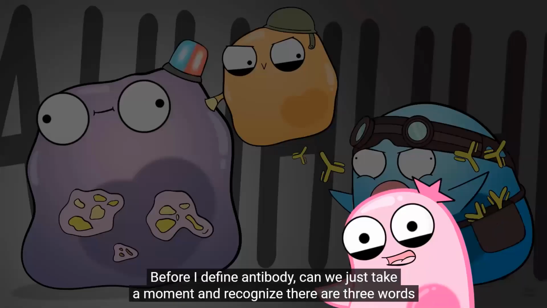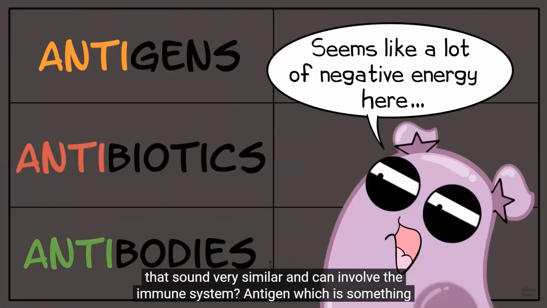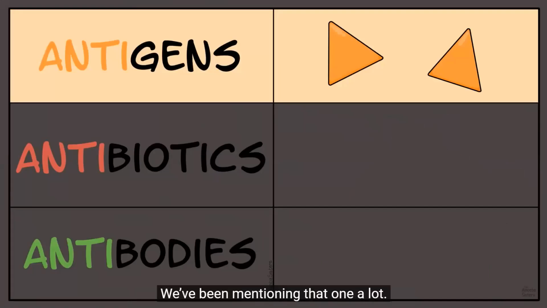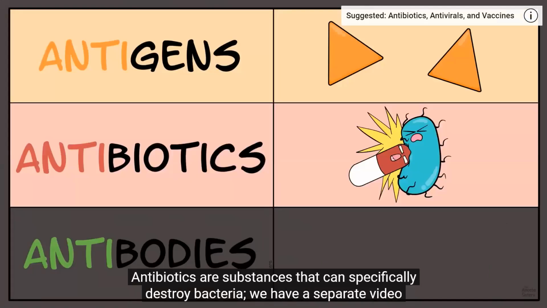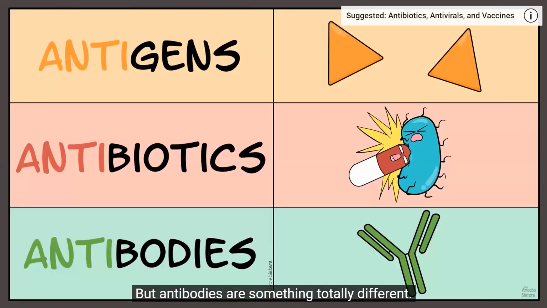B cells are white blood cells that have the ability to make something called antibodies. Before I define antibody, can we just take a moment and recognize that there are three words that sound very similar and can involve the immune system. Antigen, which is something that the immune system recognizes as foreign to the body. We've been mentioning that one a lot. Antibiotics are substances that can specifically destroy bacteria. We have a separate video on those. But antibodies are something totally different.